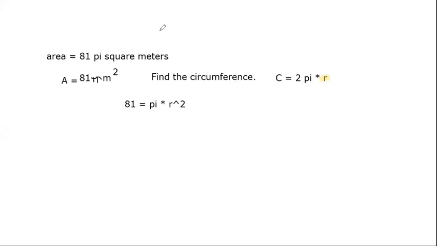So we're going to divide both sides by pi. Pi is just a number. When we do that, those pi's on the right are going to cancel out, just like a number. And it's going to equal r squared. So what is 81 divided by pi? Let's go to our calculator and put that in.